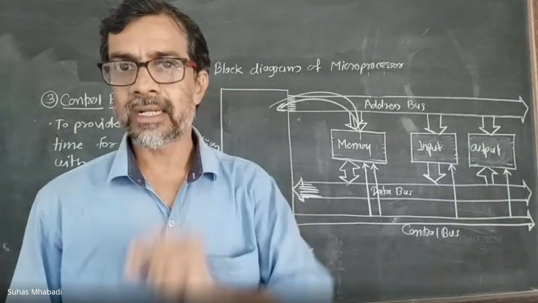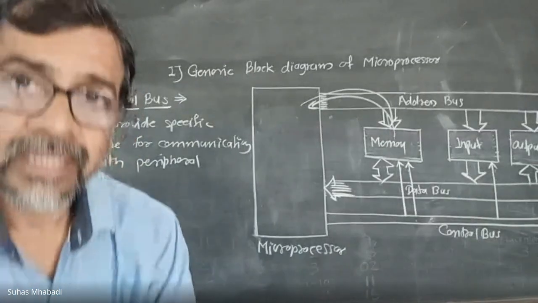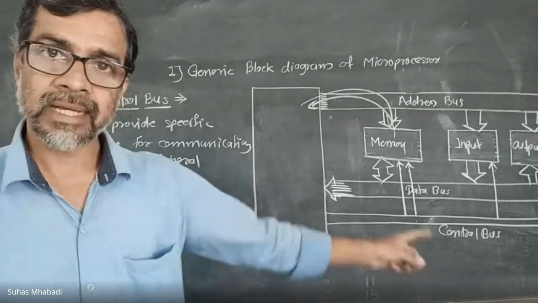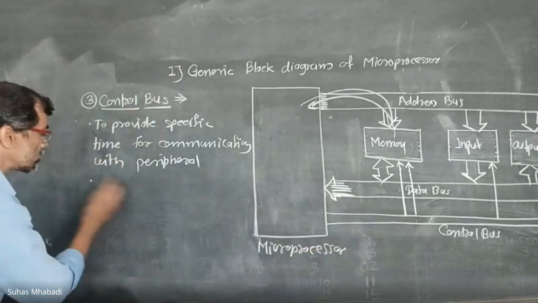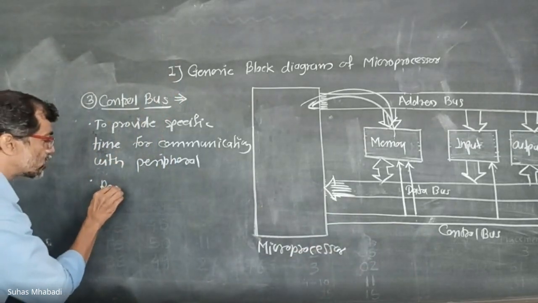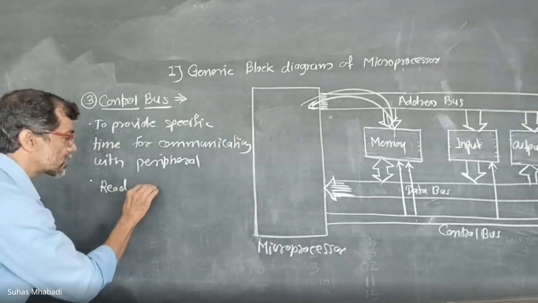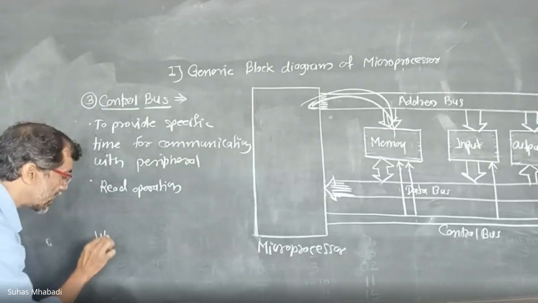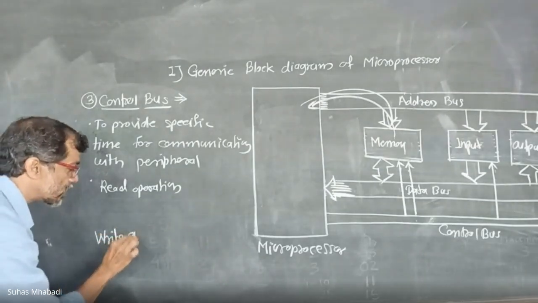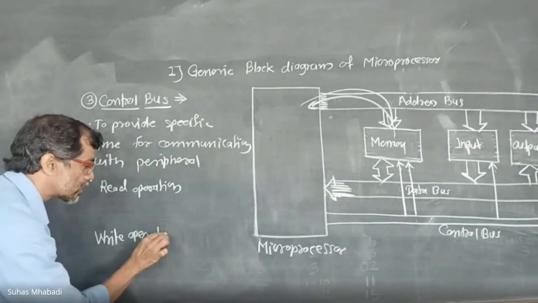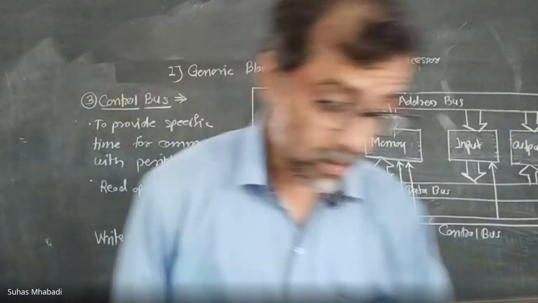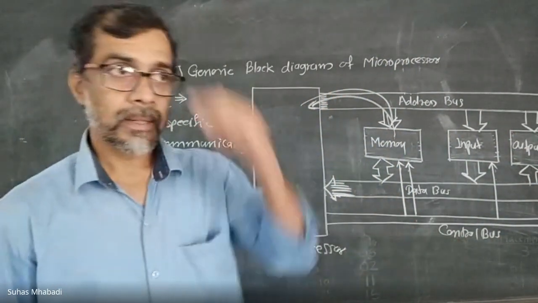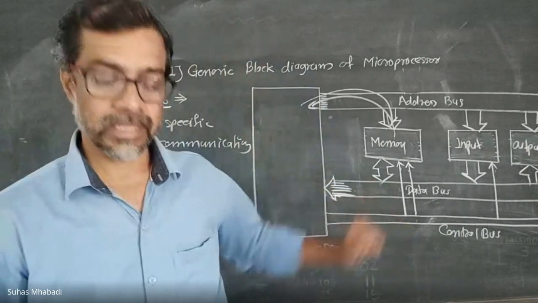And it is categorized into two different operations. Let me first write the operations, and then I am going to explain which operations are carried out by the control bus. The first one is known as the read operation, and the other one is known as the write operation. These two specific tasks are to be executed by the control bus.